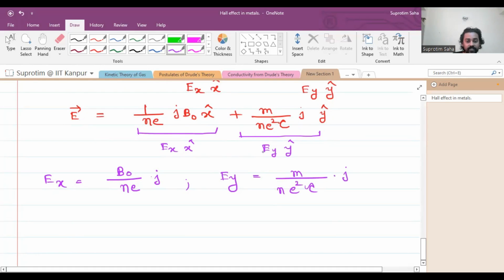So this should ring some bell, because this part is very familiar to us, because this is our rho from the simple Drude's model.